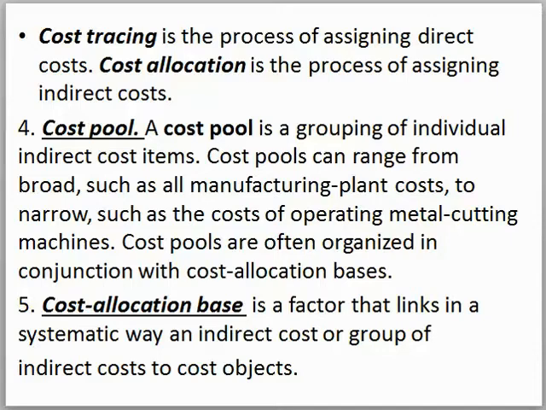Number 5, the cost allocation base. The cost allocation base is a factor that links in a systematic way an indirect cost or a group of indirect costs to a cost object. So the cost allocation base is the link between the cost object and the indirect costs.